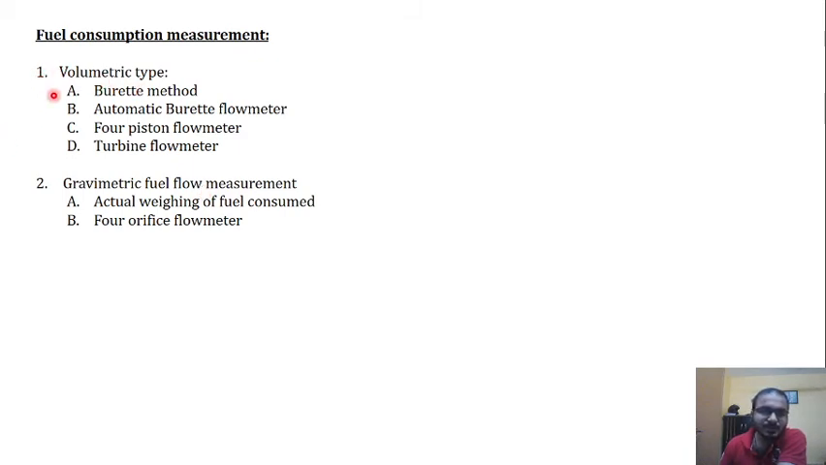First is Burette method, second is automatic Burette flow meter, third is 4-piston flow meter, and fourth is turbine flow meter. Now the second category here is gravimetric fuel flow measurement, and there are two types. First is actual weighing of fuel consumed, and second category is orifice flow meters.